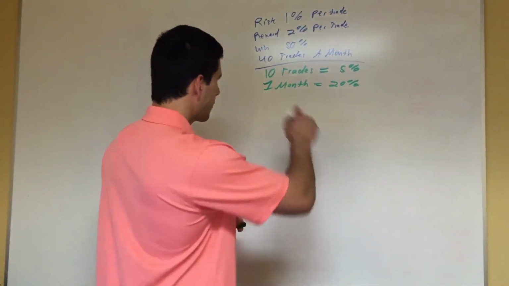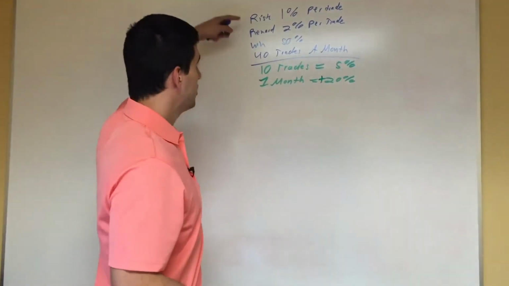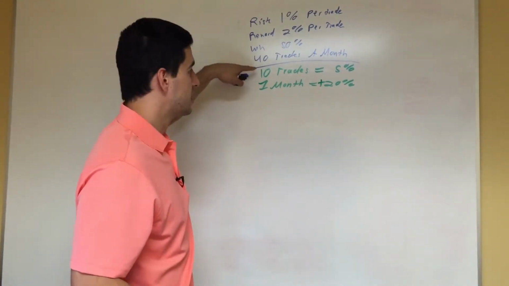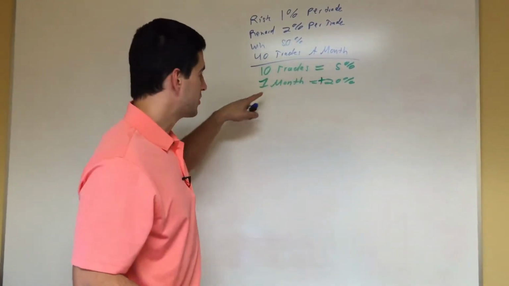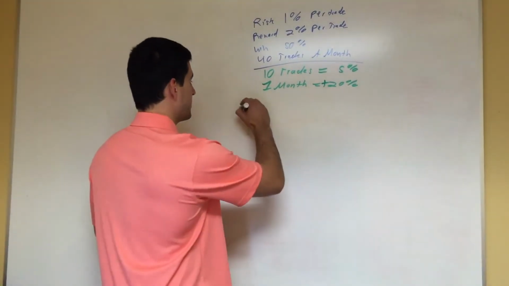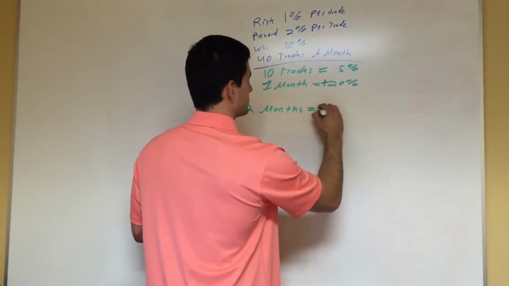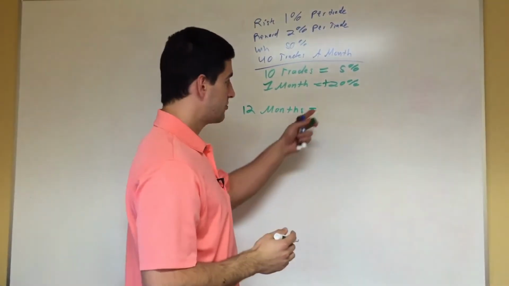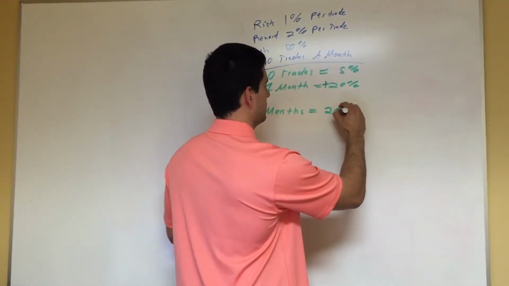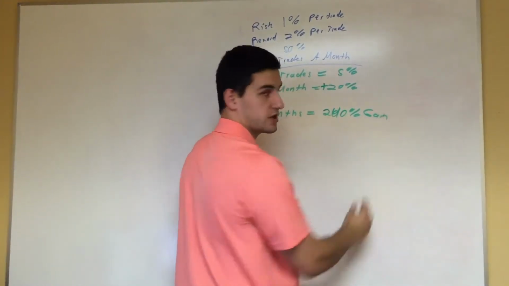So 1 month equals a gain of 20%. Why? Let's refresh. Risk 1% to make 2%. Win half your trades, 40 trades in a month. 10 trades equals 5% growth. 1 month equals 20% growth. You place trades 12 months out of the year, so 12 months equals what? 12 months will equal 240% gain on whatever you have.